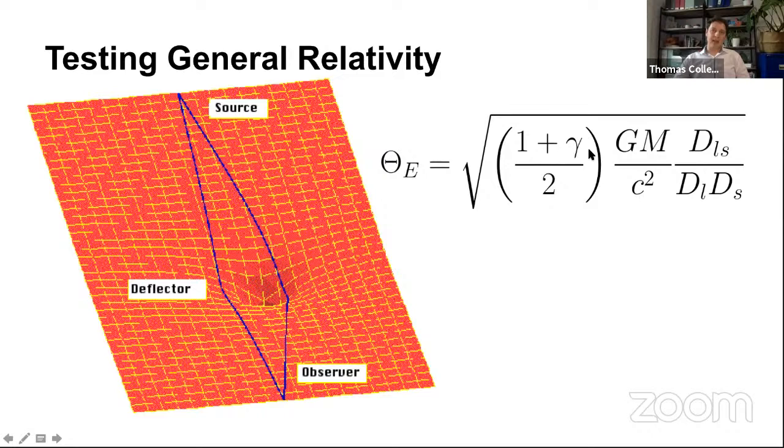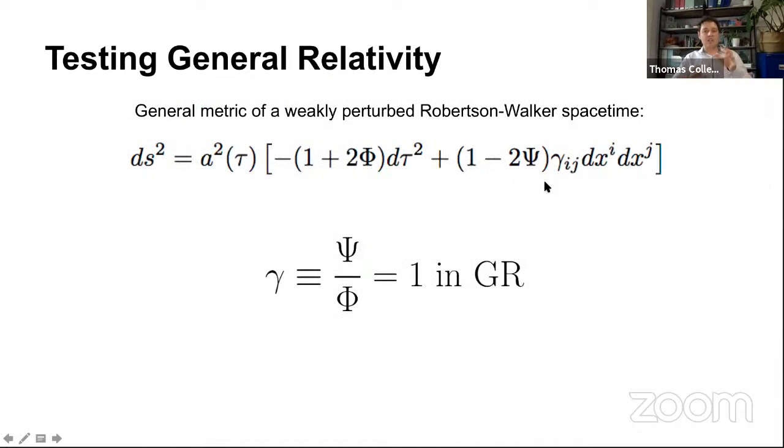Then with this gamma, which is 1 in GR, you get an equation for the Einstein radius that is given by this equation. Exactly the same as before, just with 1 plus gamma over 2 rather than a 1 going there. Now, such theories of gravity are interesting cosmologically because potentially they can cause acceleration without the need of a dark energy.